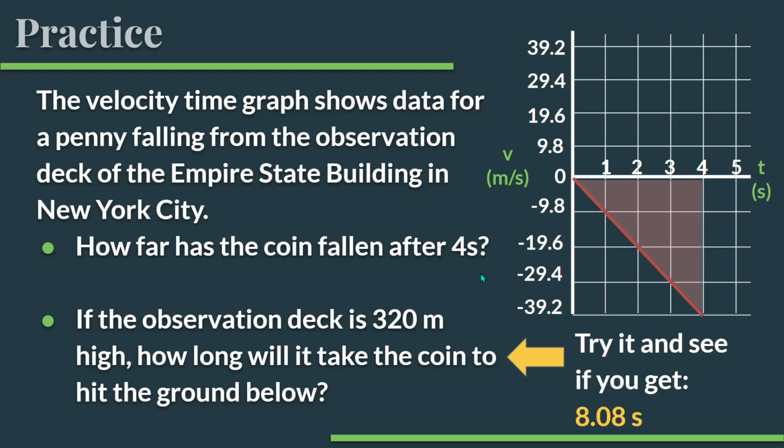Could you calculate it using kinematic equations? Absolutely. This is probably a little bit faster. And so you would do 1/2 base times height, 1/2 times 4 times negative 39.2, and that'll give you your answer for how far it has fallen in 4 seconds. I don't have the answer on here. If you want to practice with this one, if the observation deck is 320 meters high, how long will it take the coin to hit the ground below? You're welcome to try that and see if you get that value, 8.08 seconds. If you feel like you need some more practice, please do that.